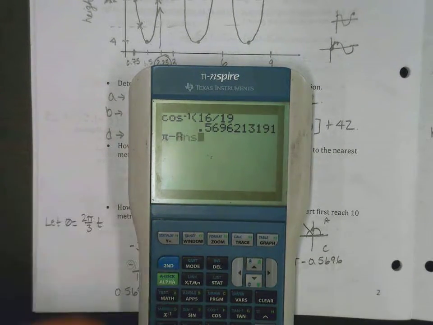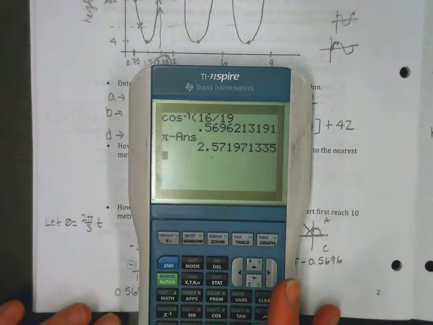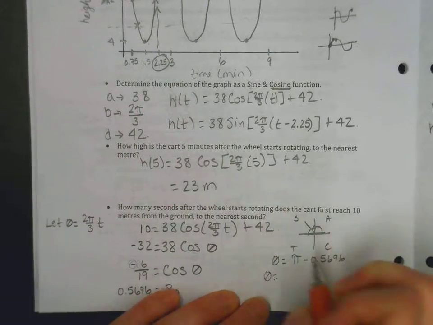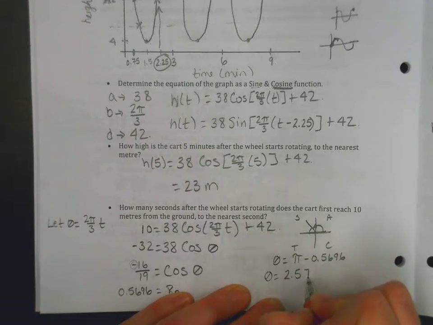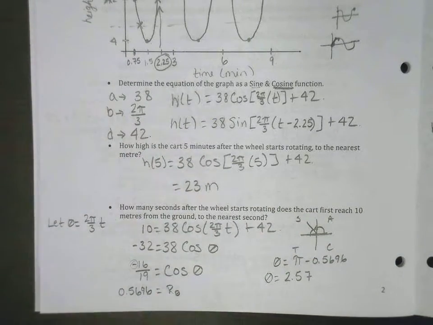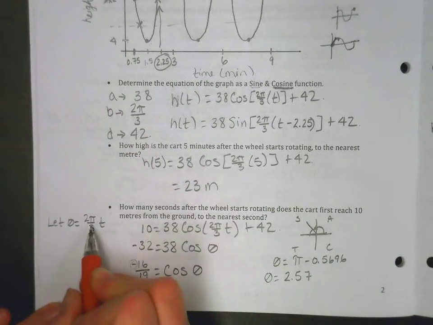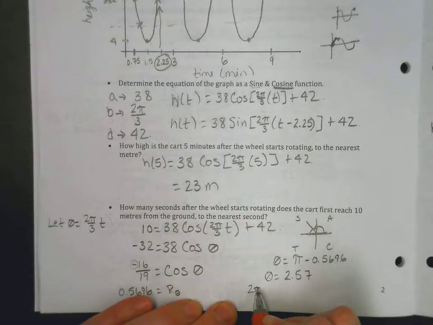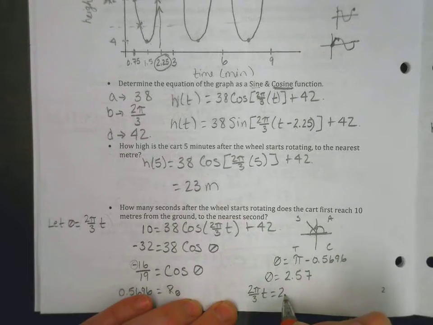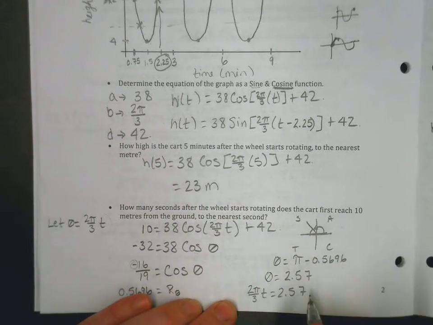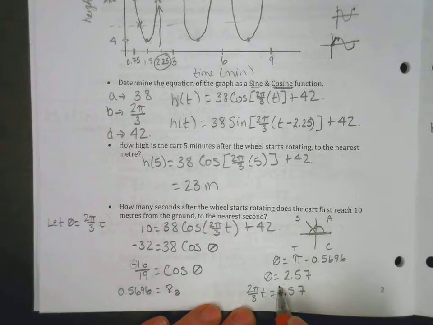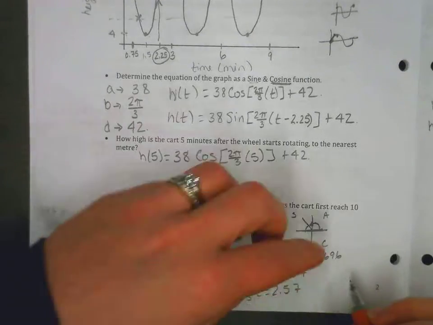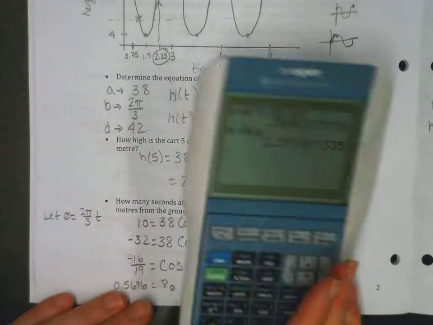Now that I've solved for theta, I'm now going to replace theta back with this expression in terms of time. And so to solve for time, I'm going to take this solution for theta and divide by 2 pi over 3. And I get my answer, 1.228 minutes. This is in minutes.